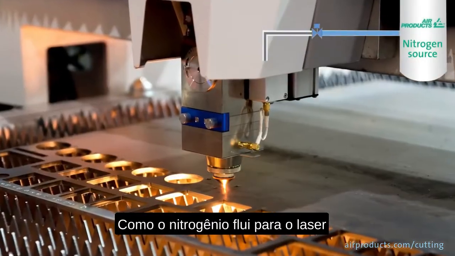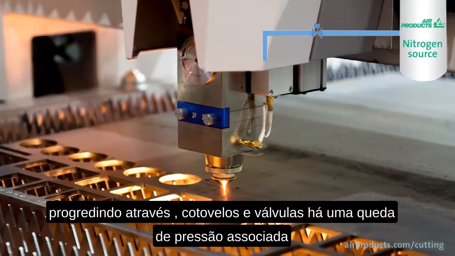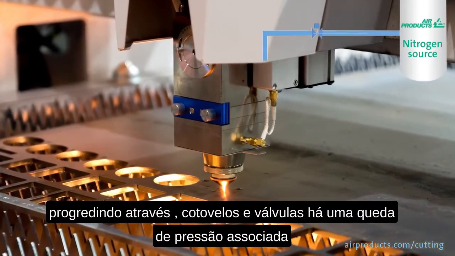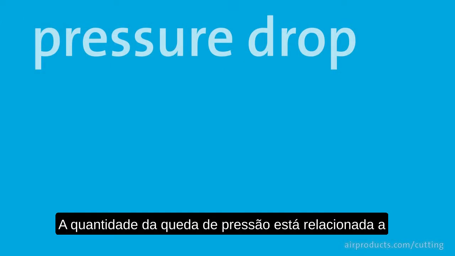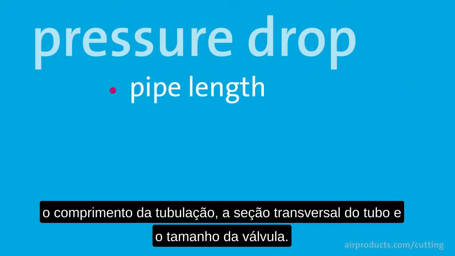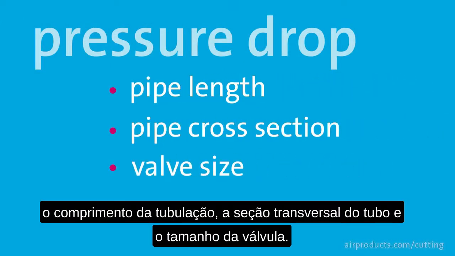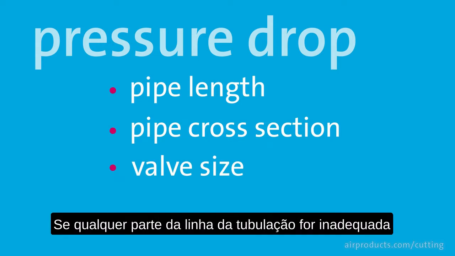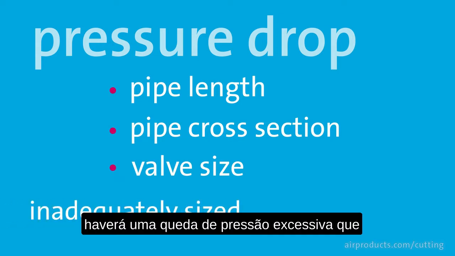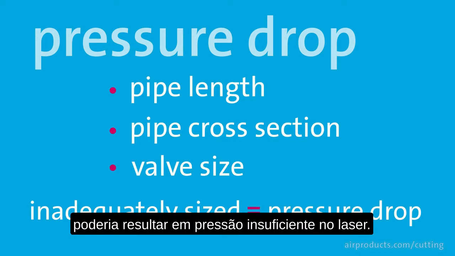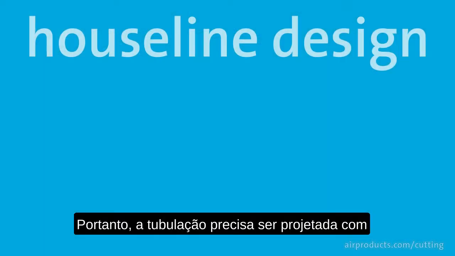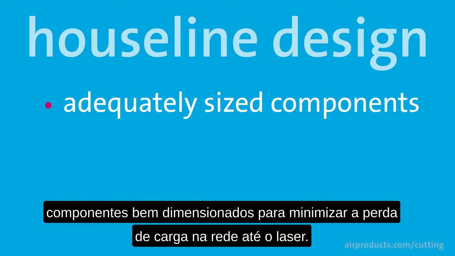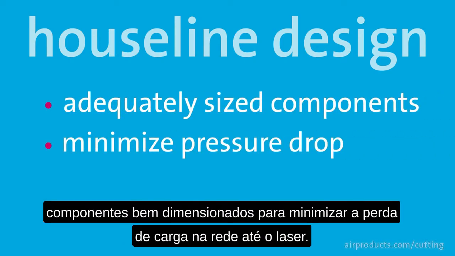As the nitrogen flows to the laser and progresses through the house line piping, across valves and elbows, there's an associated pressure drop. The amount of the pressure drop is related to the pipe length, pipe cross-section, and valve size. If any part of the house line is inadequately sized, there will be an excessive pressure drop, which could result in insufficient pressure at the laser. So, the house line needs to be designed with adequately sized components to minimize the amount of pressure drop on the house line to the laser.